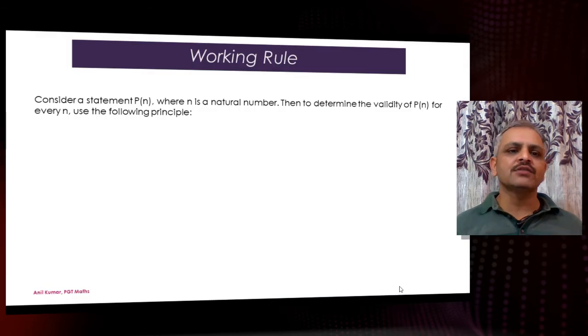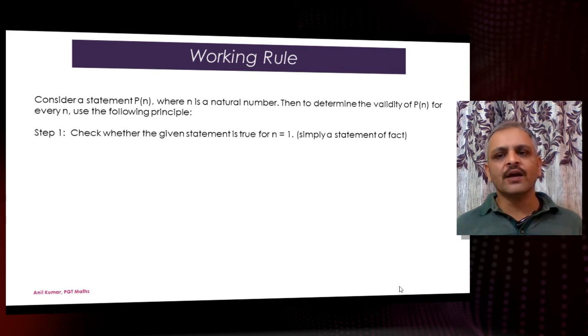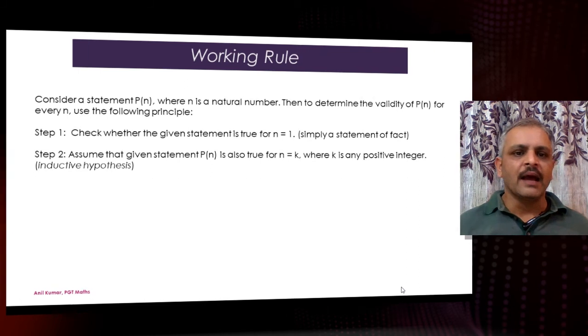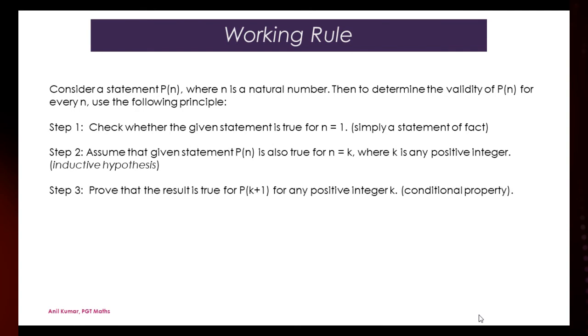So what are the working rules? Consider a statement Pn where n is a natural number. Then to determine the validity of the statement for every n, we will use the following principle. First, check whether the statement is true for n is equal to 1. This is known simply as a statement of fact. Assume that the given statement is also true for n is equal to k, where k is any positive integer. This is known as the inductive hypothesis.